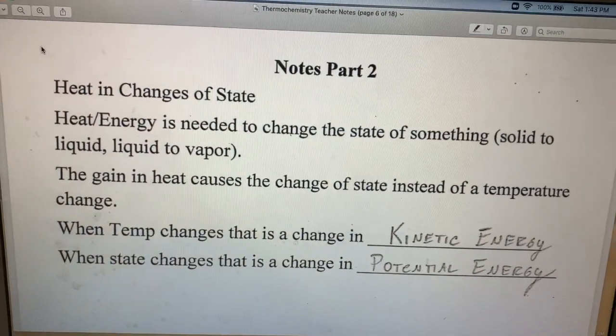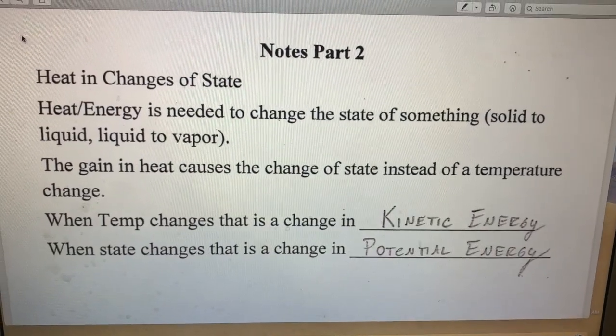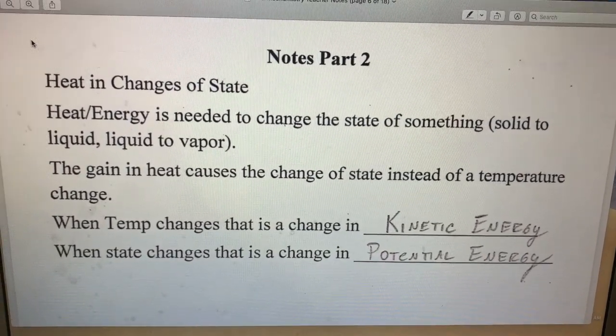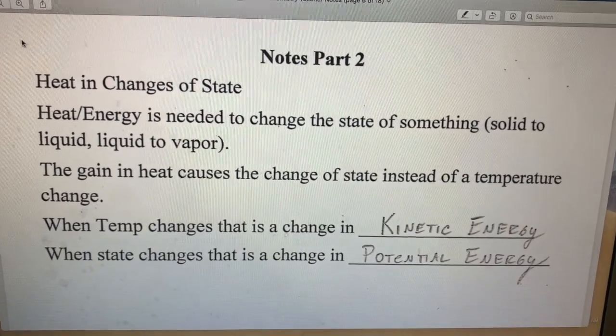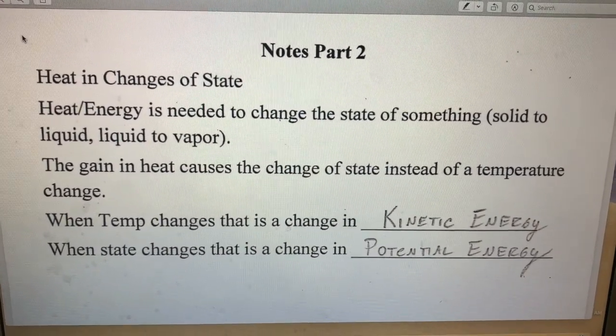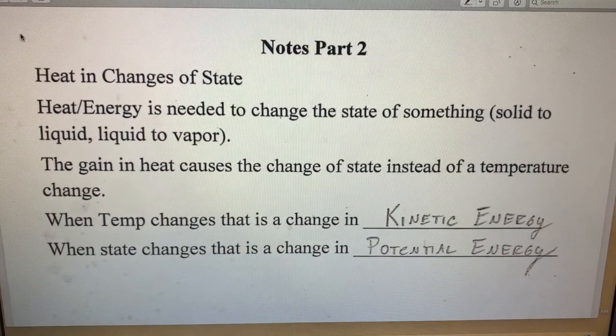If you ask yourself, what is the freezing point of water? Well, it's 0 degrees Celsius. What's the melting point of ice? Well, it's 0 degrees Celsius. But when ice is melting, clearly something is changing. And that something is still energy. It's just not energy that we can measure with a thermometer.